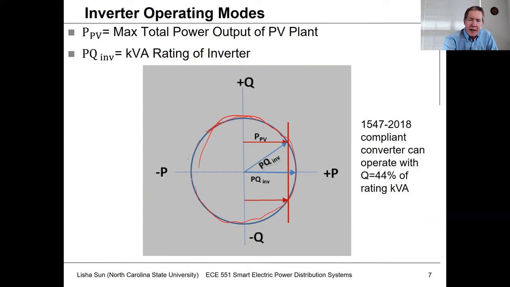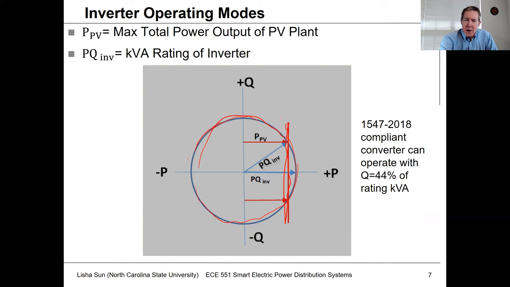lie on this circle. Now you're going to have a physical real power output due to the size of the panels, the number of panels you have. And so this real power restriction would be on this vertical curve. A lot of times that would be less than the power handling capability of the inverter, because you would also like to have some ability of absorbing or injecting reactive power.